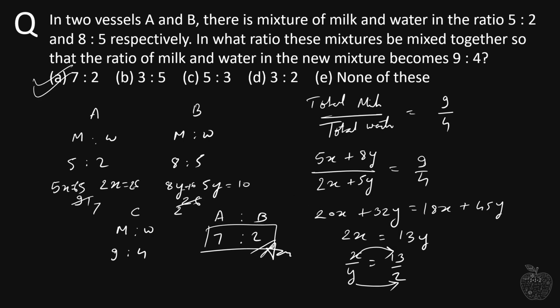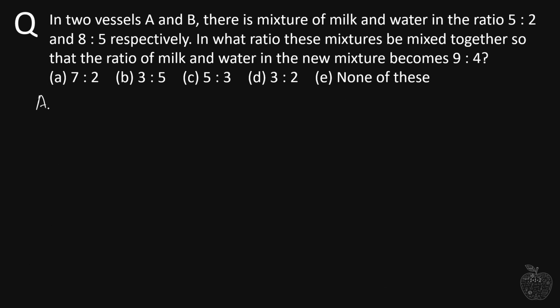There is another way, which is the alligation trick. In that way you can solve this question much quicker. So let's see the alligation trick now. Let's solve this again. We have vessel A and vessel B. Now we can either do this with the contents of milk, or we can do this with the contents of water. I will do this with milk.